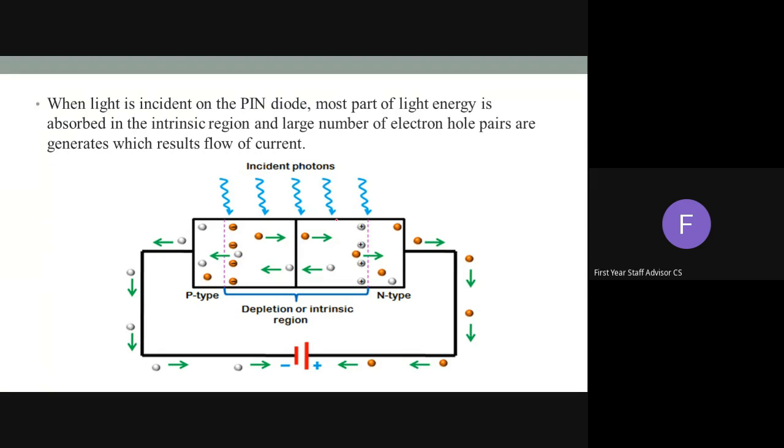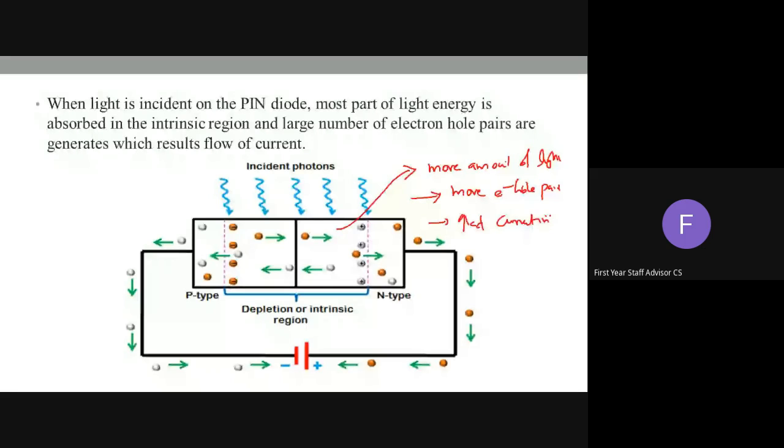That means more light, and more light means more electron hole pairs are created. That means a large current, an increased amount of current, is formed in this circuit. So compared to a PN junction photodiode, the benefit of the PIN photodiode is that it has a wide depletion region, so it can absorb a wide amount of light on its surface area.